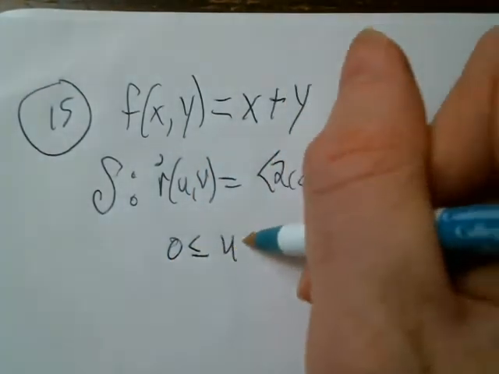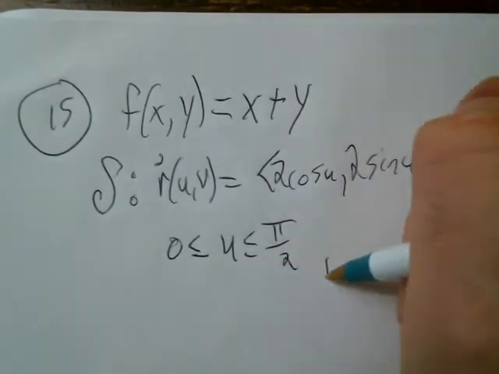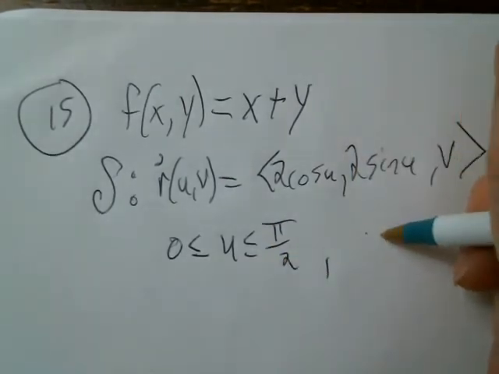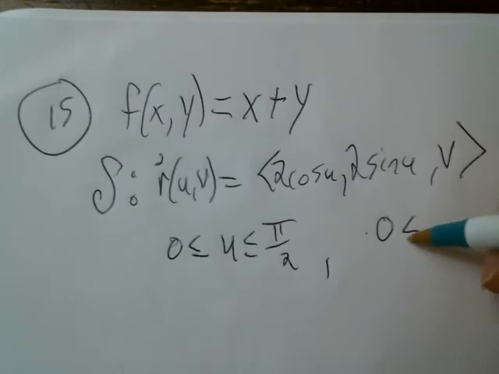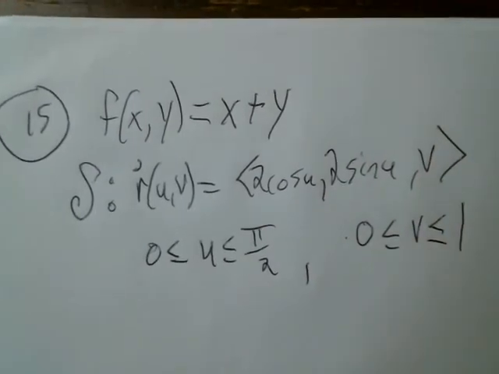So u is going from 0 to pi over 2, and then v is going from 0 to 1. So you can imagine it's probably like half a cylinder going from 0 to 1 on the z-axis. Or maybe not even half a cylinder, it's a quarter of a cylinder because of this.